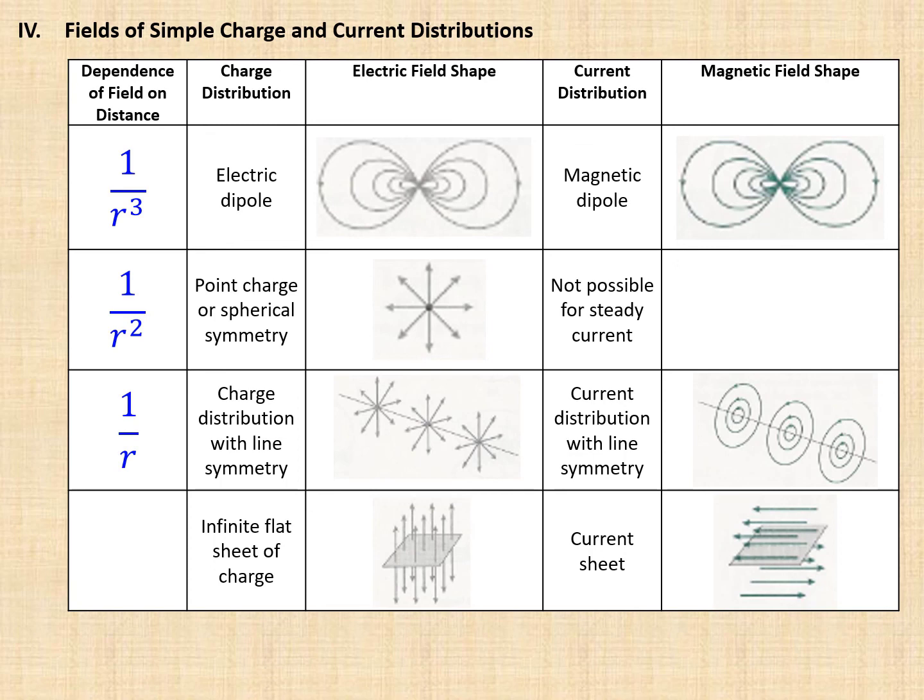And finally, as we see in the last example, the infinite flat sheet of charge has a lot in common with the current sheet. For the infinite flat sheet of charge, we ended up with an electric field that was constant, regardless of how far the field point was away from the sheet. In other words, there was no dependence on distance. And as we just saw in the last example, the same holds true for the infinite current sheet.